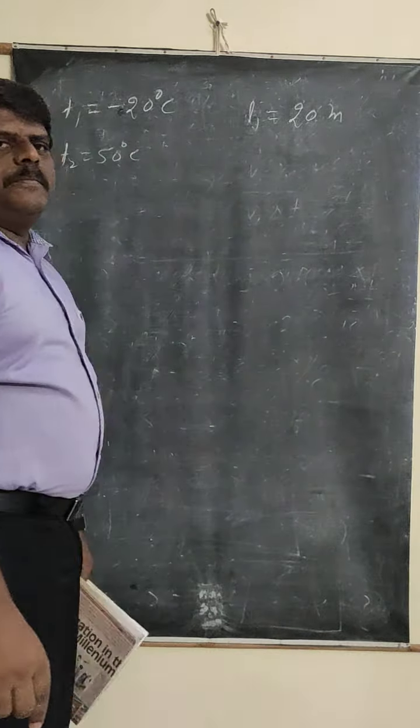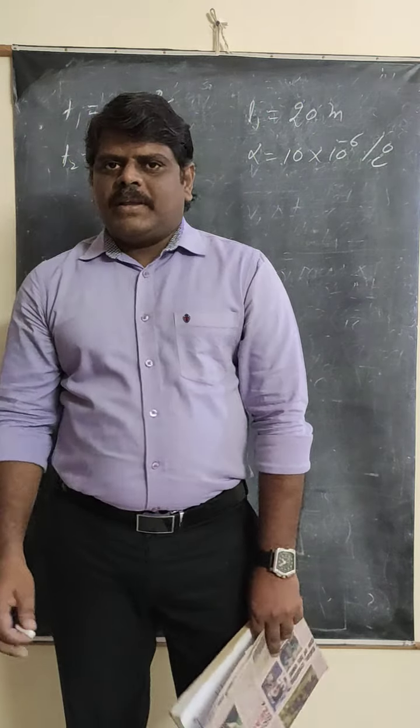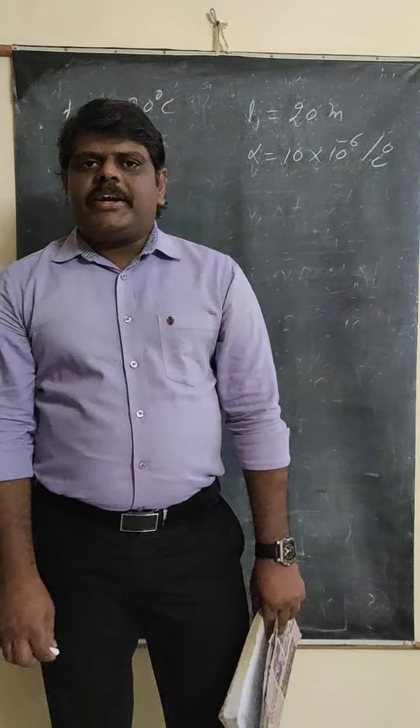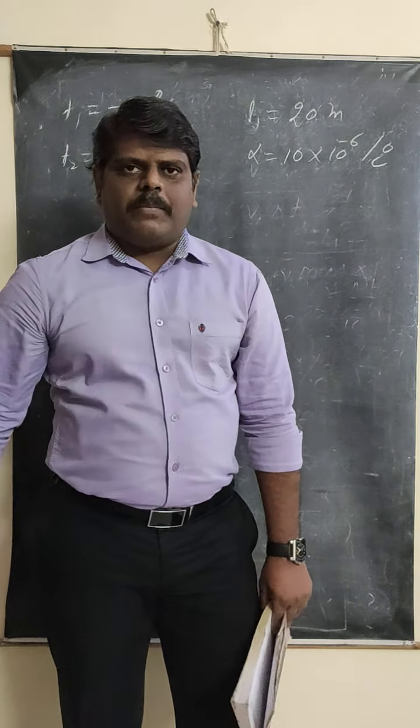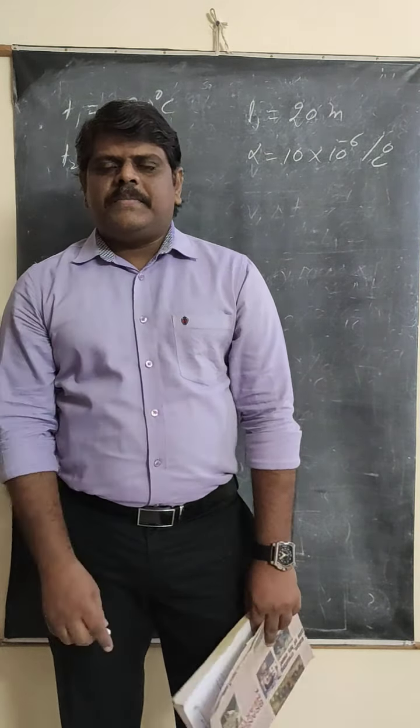Always remember that in physics, whenever you are writing a physical quantity, don't forget to write down the units. Even in the final answer, if you forget to write down the units, you are definitely going to lose 1 mark. That's why the units are very, very important in physics. So alpha equals 10 into 10 power minus 6 per degree Celsius.